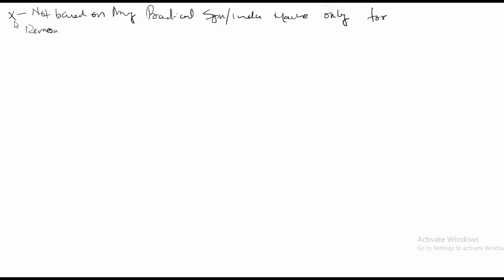The machine which I want to talk about is again not based on any practical synchronous or induction machine. This is only for demonstrating calculation.